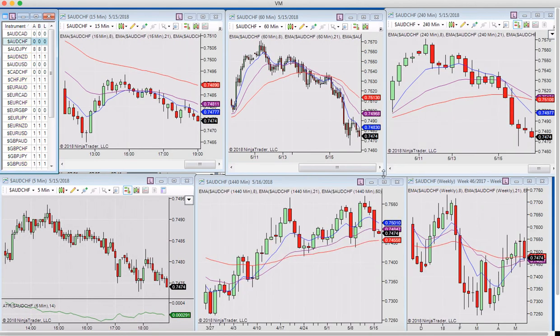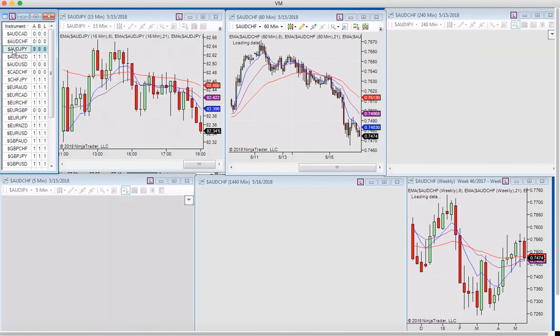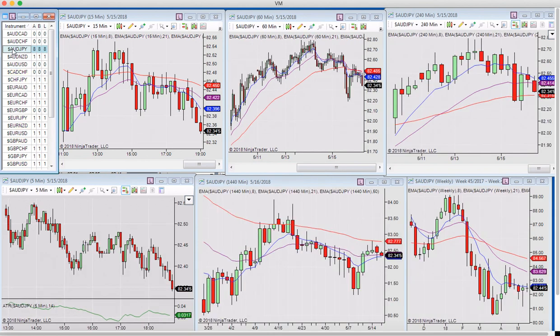Okay, AUD CHF. This is unappealing. It's obviously in mean reversion. This trend could reverse. Sucks. Next. AUD JPY, another one. No. Next.